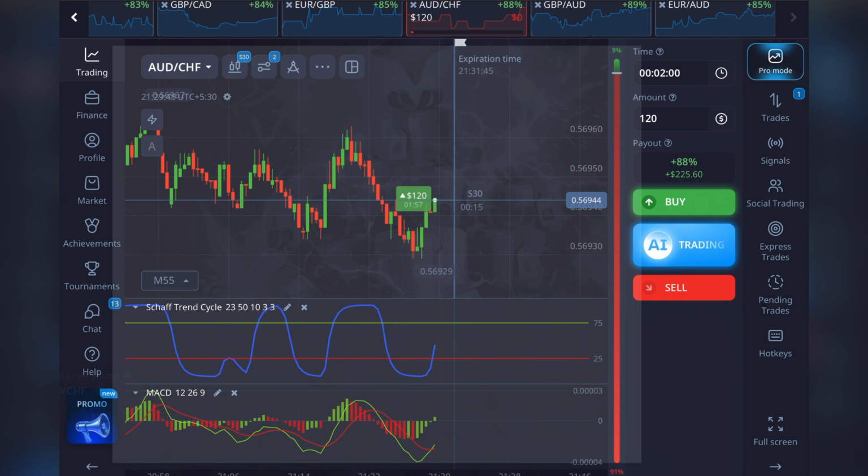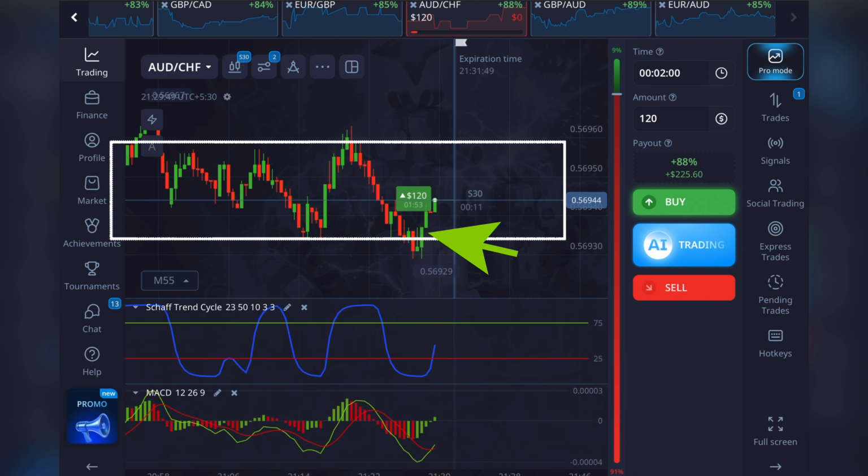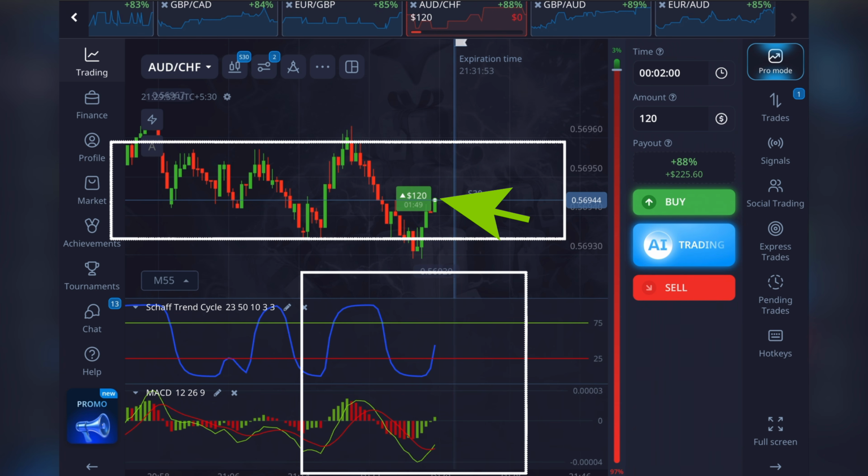This chart looks slightly different. The market is moving sideways, but we can see early signs of bullish momentum. The two indicators below are also supporting this possibility.